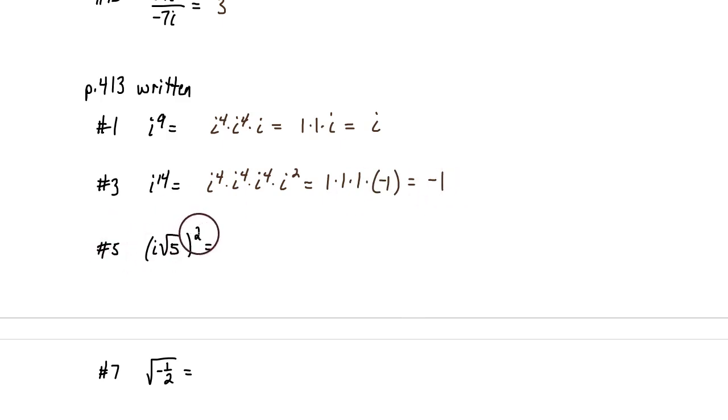Number 5, we need to square the stuff in the parentheses. So start with the I and square it. Then square the square root of 5. That makes a 5 because squaring a square root cancels the square root and you just get the radicand. Now we're not done yet because whenever you have I to some power, you can simplify farther. I squared is negative 1. And so the final answer is negative 5.